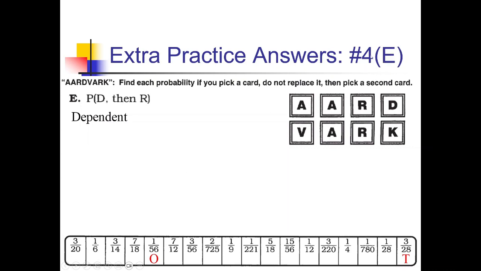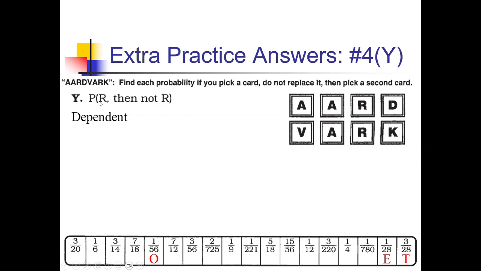For problem 4E, I'm picking a D, then an R. So there's only one D, that's a 1 out of 8 chance. Once I've taken that, there's 7 cards left. For the R's, again, there's 2 of those, so 2 out of the remaining 7 that I'm multiplying by. So this is going to be 2 over 56, which reduces to 1 over 28. And that is right here, so that's an E.